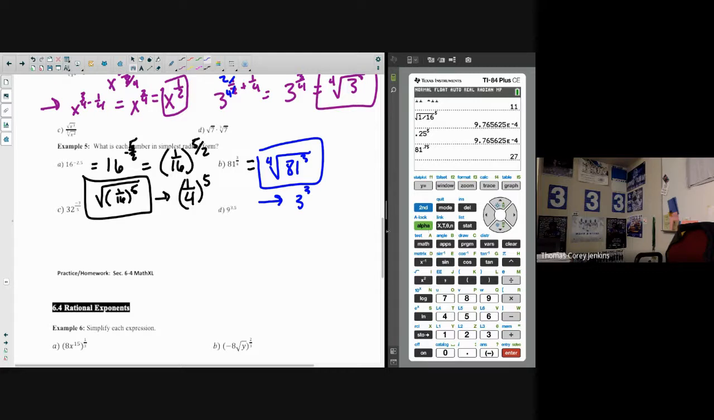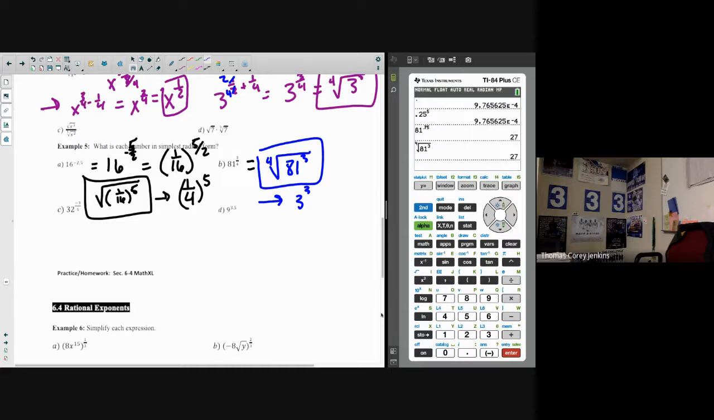So remember, to get the 4th root or any higher root, you're going to go to math. Sorry, you got to type in the 4 first. So you're going to hit the index first, and then you're going to go to math, and then you're going to get the x root button. Okay, so the 4th root of 81 to the 3rd power is also equal to 27.